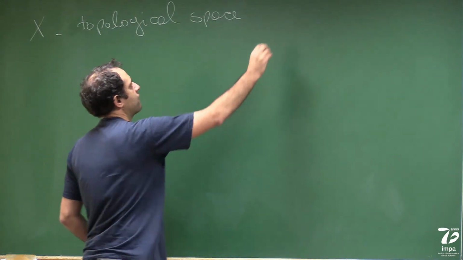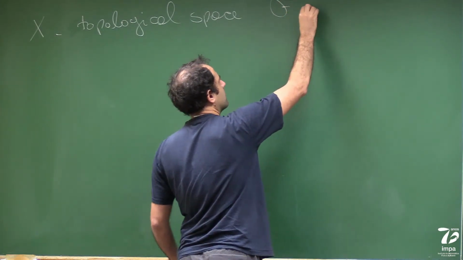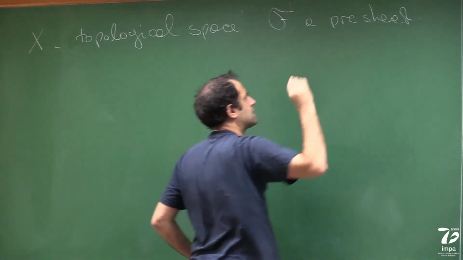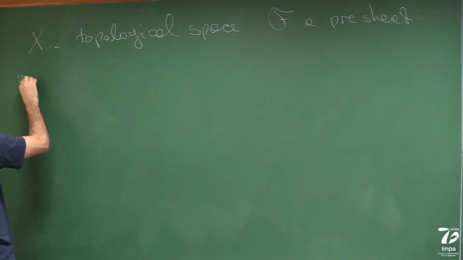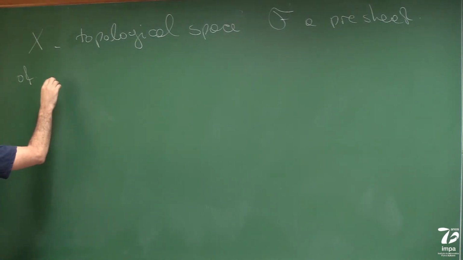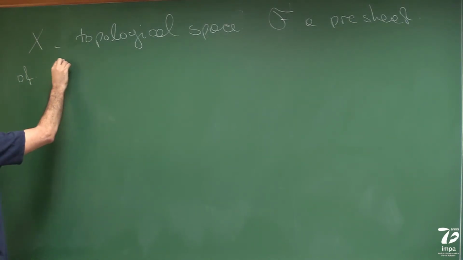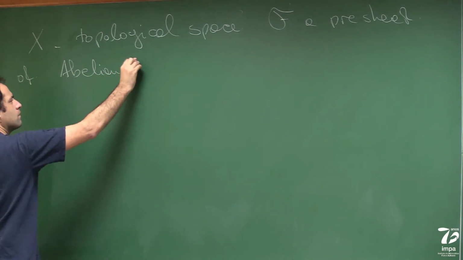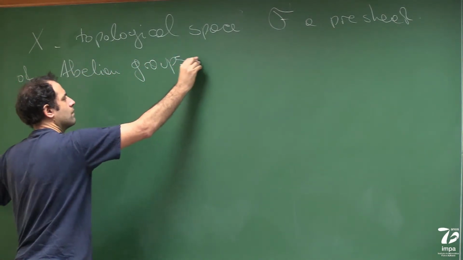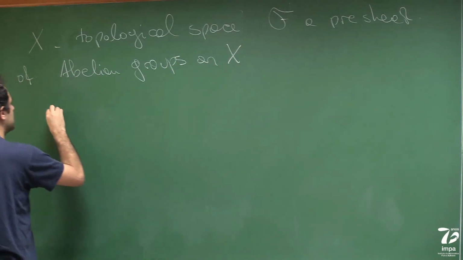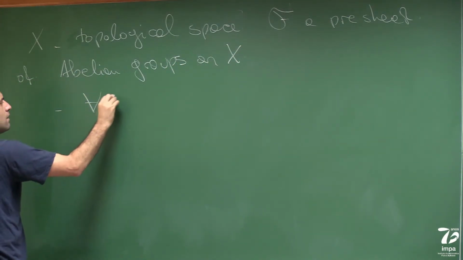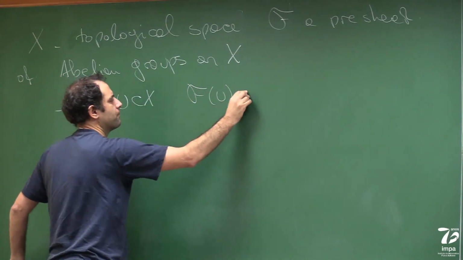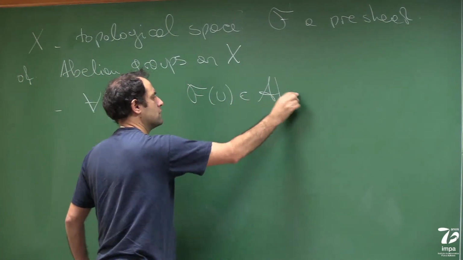And F is going to be a presheaf of sets, although I'll only use abelian groups today. So let's say of abelian groups on X. So this means that for every open U inside of X, you have an abelian group F(U).